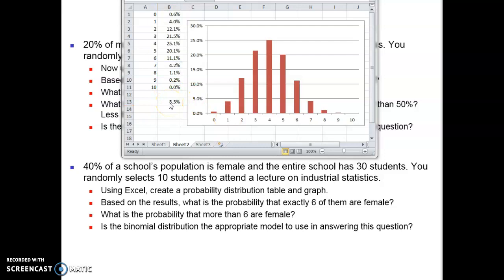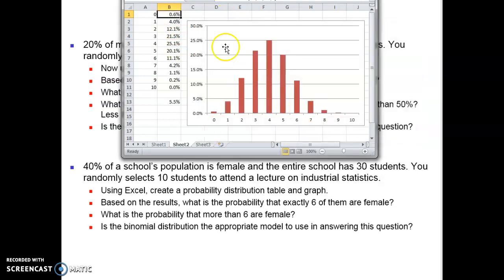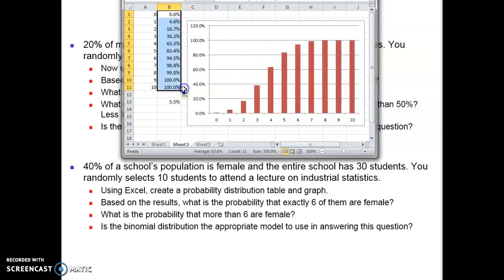The other method would be to convert this into a cumulative distribution and then just subtract the cumulative value up to 6 from 100%. For example, if I go up here, I can change this from 0 cumulative to 1, making it true, and then scroll down. Now I have a cumulative distribution. I know that each one of these numbers tells me the probability of getting a value up through that point. So the probability of getting a value of 0, 1, 2, 3, 4, 5, or 6 is 94.5%.